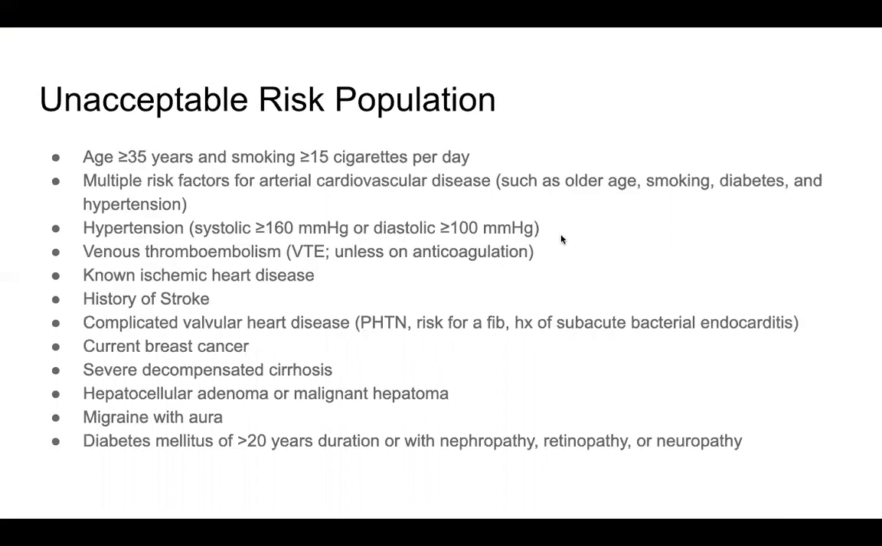So you have a couple of different populations in this slide and the next slide: an unacceptable risk population and a risk outweighs benefits population. These are the big time do nots with any sort of systemic estrogen that you're going to be giving. It's going to be age over 35 and smoking 15 or more cigarettes per day.